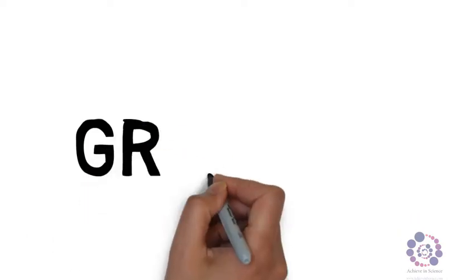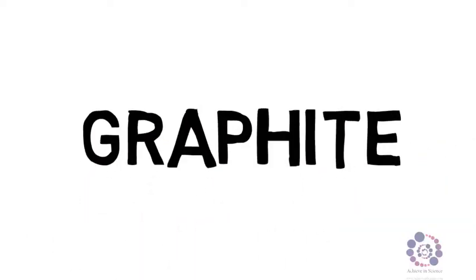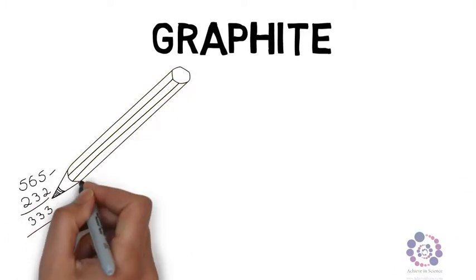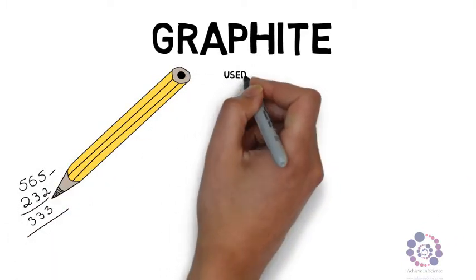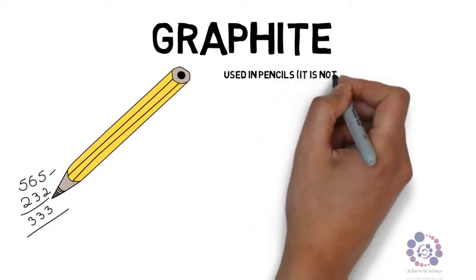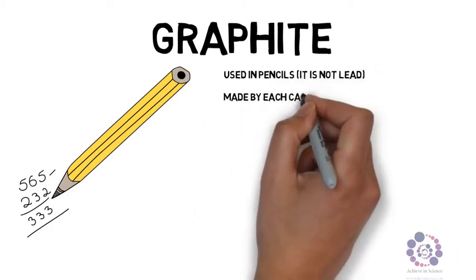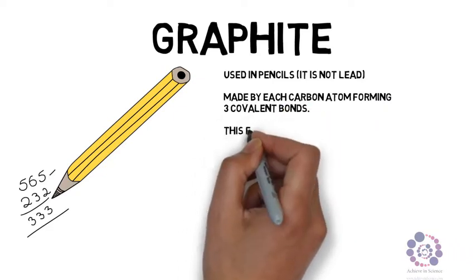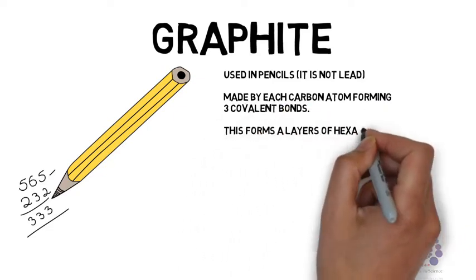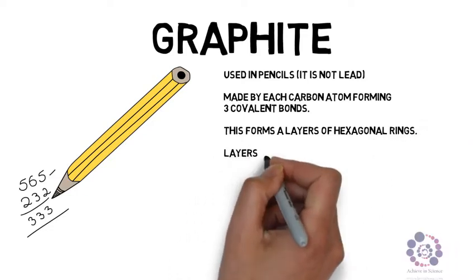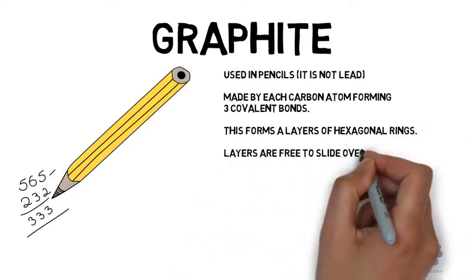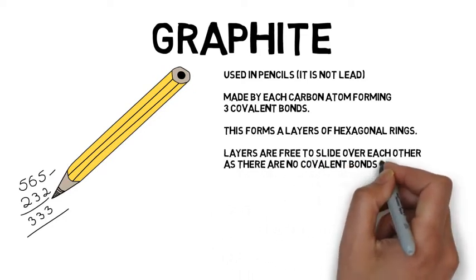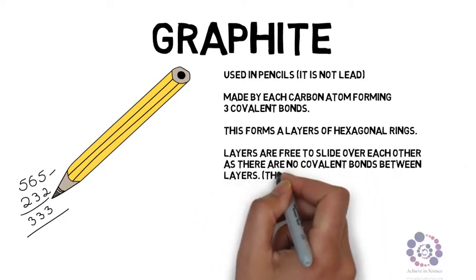The third structure to look at then is graphite. It's not lead in our pencils, instead it is graphite. It is made up of carbon atoms forming 3 covalent bonds, forming hexagonal rings. We'll have a look at these in a minute. These layers are able to slide over each other, which allows us to see the graphite being left on our piece of paper as we write with it. This is because there is no covalent bond between the layers.